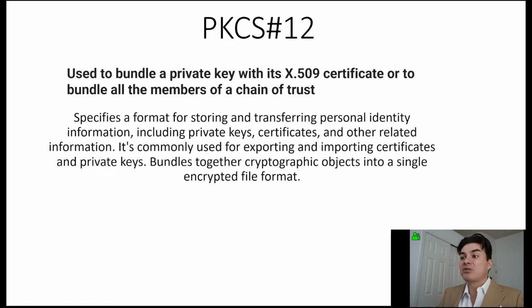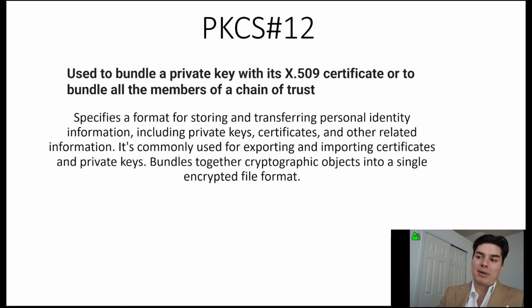Public key cryptography standard number 12 is used to bundle a private key with its X.509 certificate, or to bundle all the members of a chain of trust. So it's specifying the format for storing and transferring personal identity information, including private key certificates and other related information. It's used for exporting and importing the certificates and private keys. So it's bundling all that information together into a single encrypted file format.